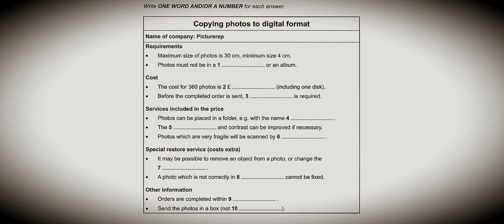That is the end of part one. You now have half a minute to check your answers to part one.